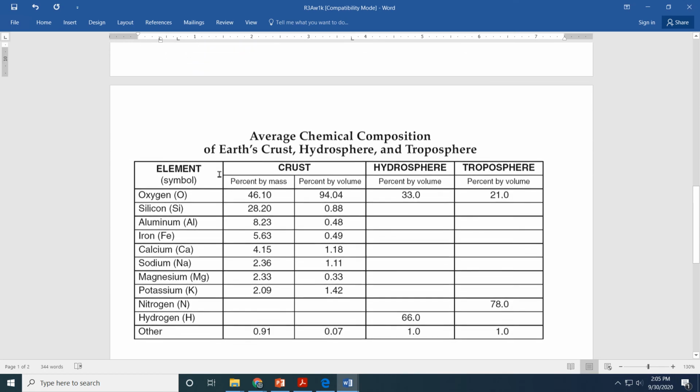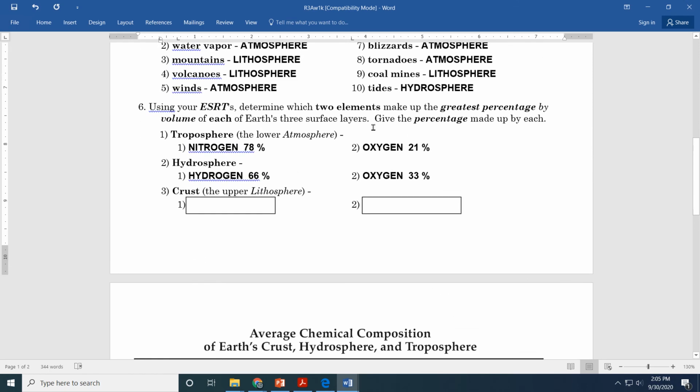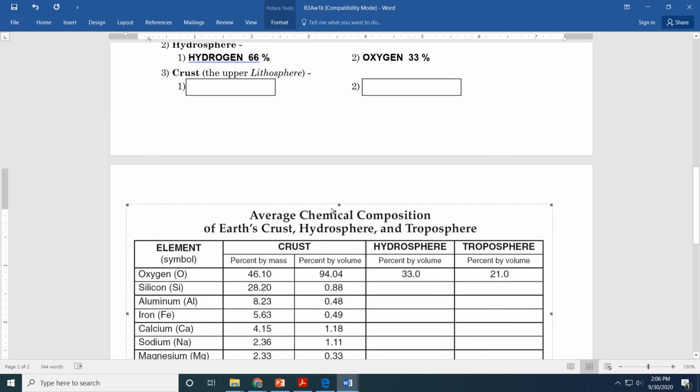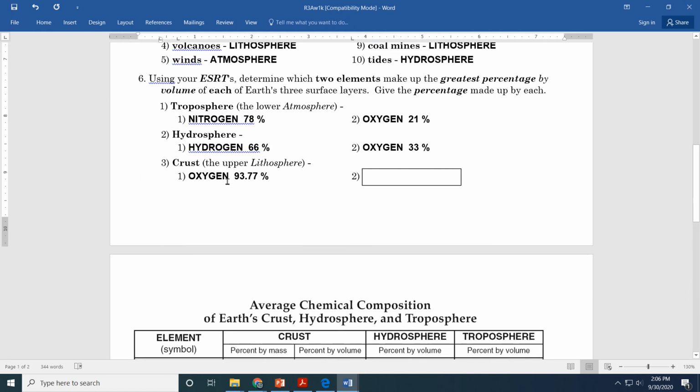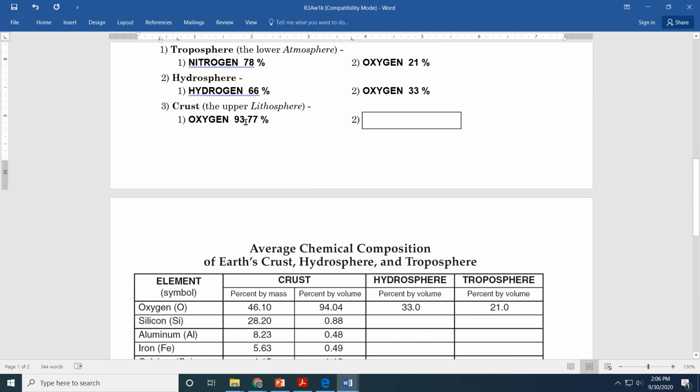All right, and in the crust. Oxygen wins by mass and by volume. We want it just by volume. So by volume, and it's a big drop off by volume. So hopefully you have oxygen, and that number's a little different. Go with the 94.04. Fix it. I think they updated the reference tables at some point. I forgot to fix that. All better now. And over here, potassium. I guess potassium lost a little. 1.42 on this version of the reference tables.